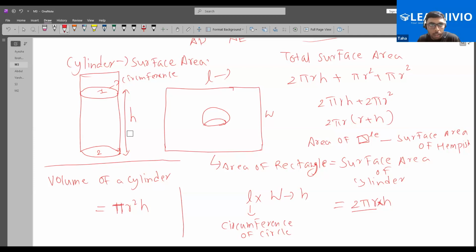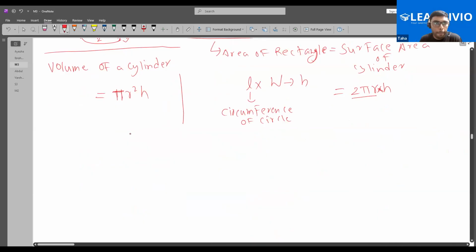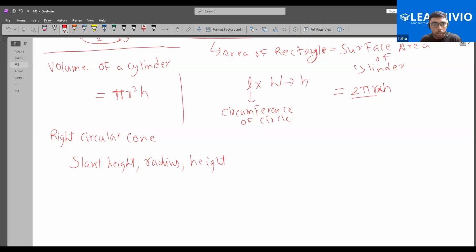Okay. Apart from cylinder, what else is there? Cone, right circular cone. Yeah. Right circular cone is a tricky part. Okay, so a right circular cone has a few things. There's slant height, right? There's slant height, and then there's radius. Then there is height, right? There are three components to this. So now where do these things come from?